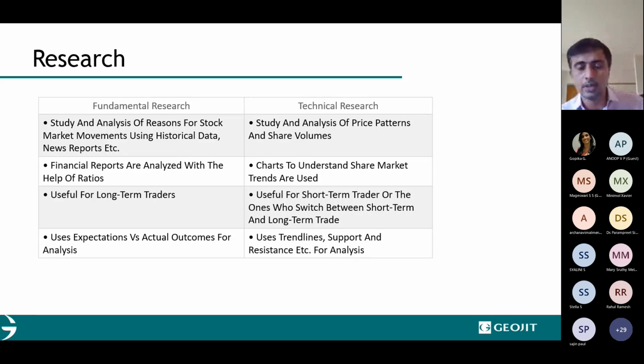So we always have heard about such terms like the support of a stock is this much. When support gets broken, this level can be touched. The resistance of the stock or an index is this much. When it breaks, it can touch those levels. So this is the basic difference between fundamental research and technical research. Fundamental research is always used by long-term investors, whereas technical research is always used by very short-term investors.